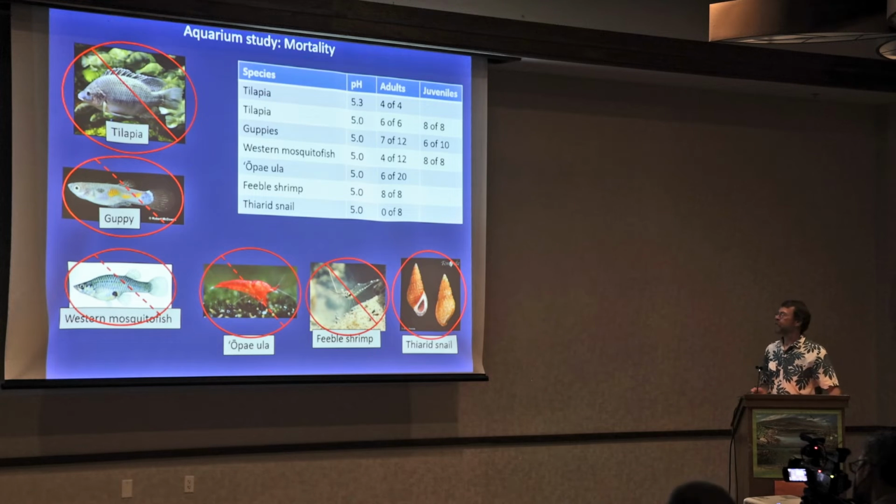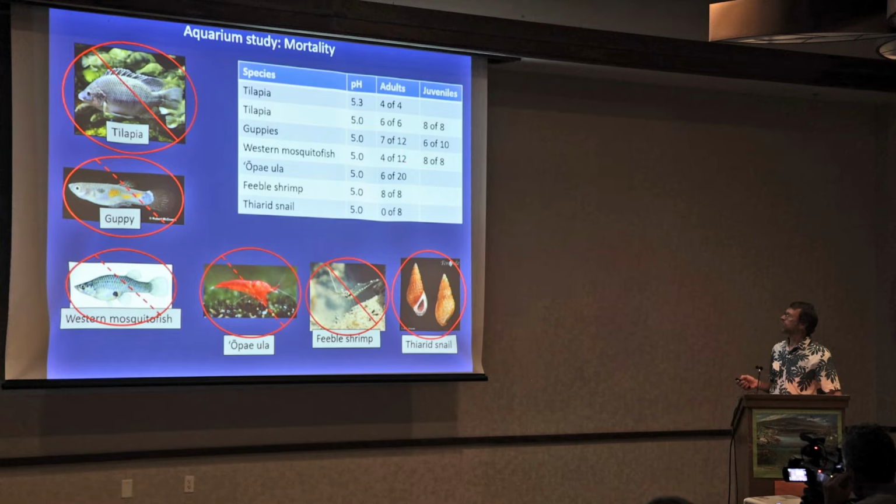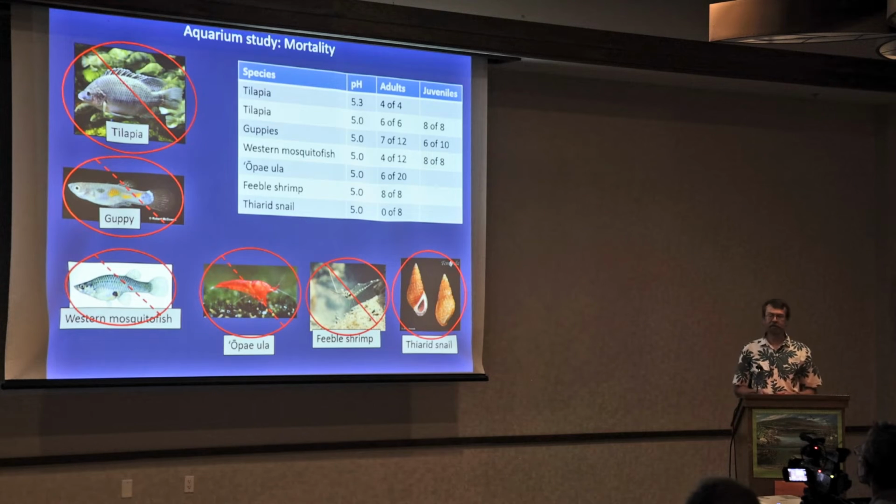This gave us hope for sure for the field treatments, that if we could attain these pH levels, we may be in pretty good shape. For guppies, it was mixed. There was survival. So 5 of 12 adults survived, 4 of 10 juveniles survived, and there was survival for western mosquito fish too, except for the juveniles. All of those died. For the opae'ula, 6 of 20 died, 14 of them survived, but the feeble shrimp, all 8 died. So this was not very satisfying in terms of results, because it didn't really inform us about what might happen to the more rare species, which is what we were after.